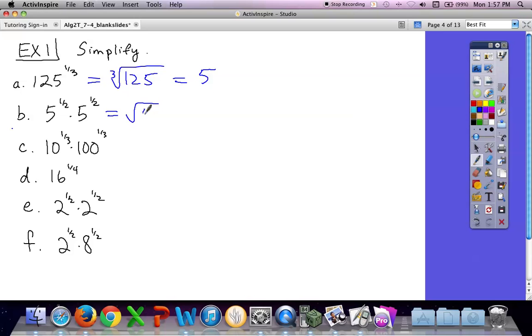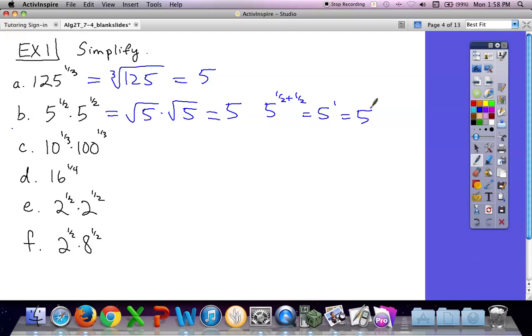You know, this 5 to the 1/2 times 5 to the 1/2, if you wrote it as radicals, that would be the square root of 5 times the square root of 5, right? We've already dealt with that a lot, right? What is the square root of 5 times the square root of 5? It's 5, right? Now, personally, I would have looked at that and said, oh, 5 to the 1/2 times 5 to the 1/2, that's 5 to the 1/2 plus 1/2, properties of exponents, which is 5 to the 1, which is 5.